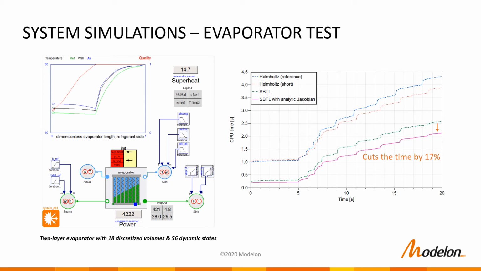Comparing the green line to the magenta line in the CPU time plots, we can see that the use of analytic Jacobian cuts the time by 17% compared to the original SBTL model. That's a good start, right?